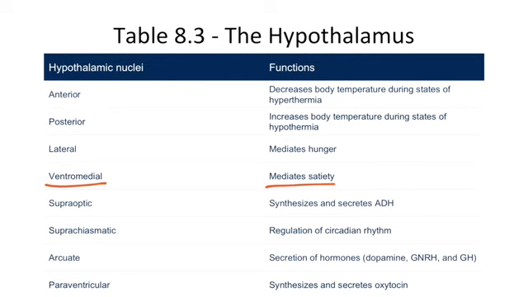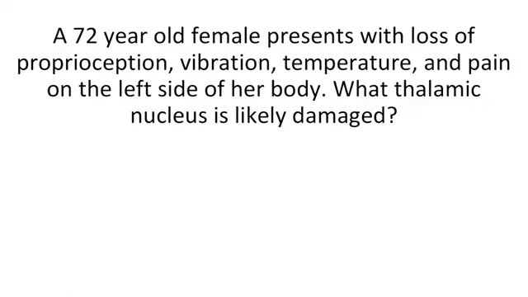Okay, let's do another question. A 72-year-old female presents with loss of proprioception, vibration, temperature, and pain on the left side of her body. What thalamic nucleus is likely damaged?